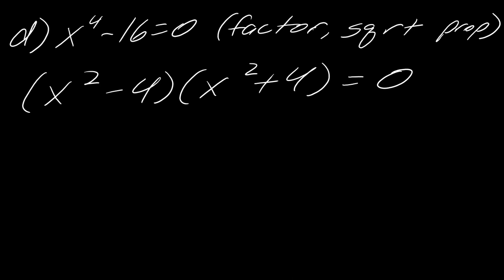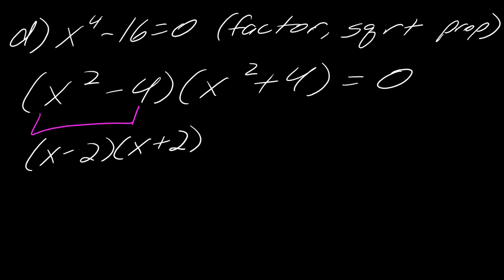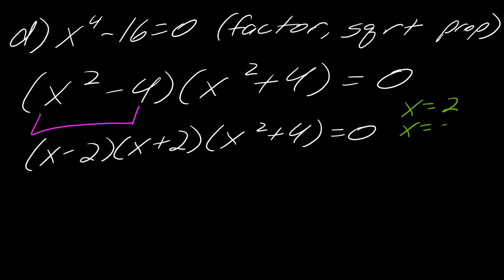Okay, so I want to solve for x here. Now, notice this part here I can factor further. So I'm going to go ahead and do that. So I'm going to write this as x minus 2, x plus 2, and then I've got x squared plus 4 equals 0. So I can see from what I've written down so far that I have the solutions 2 and negative 2, right, from these two factors. So I've got x equals 2 and x equals negative 2.